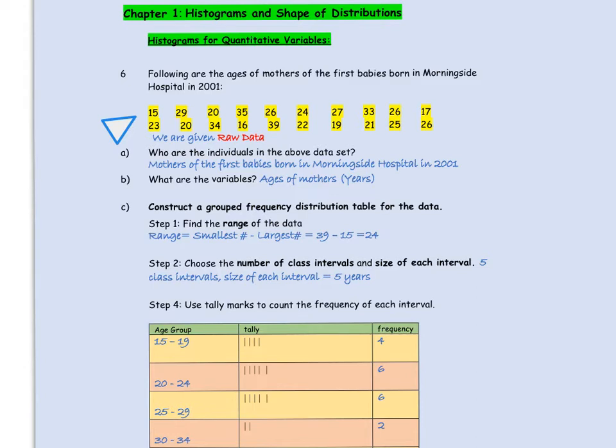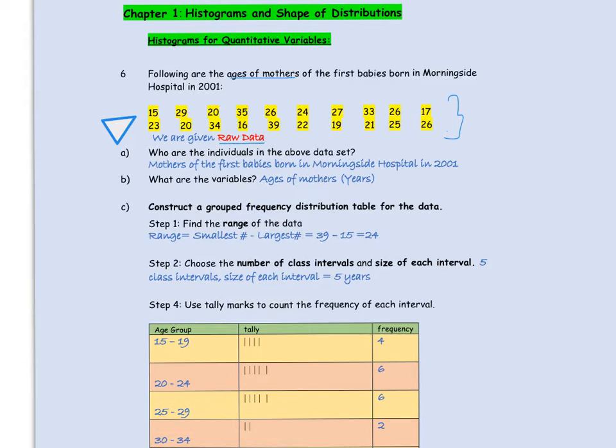It's just a list of numbers. The variable here is ages of moms. That's the variable. It is a quantitative variable because age given in years is a numerical value for a measurement. So these numbers that you see here are raw data.